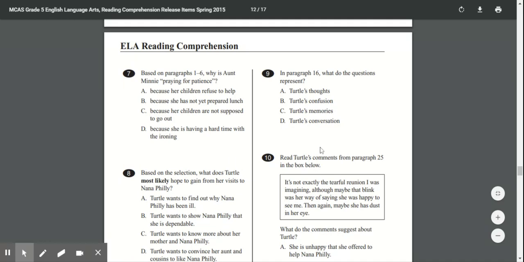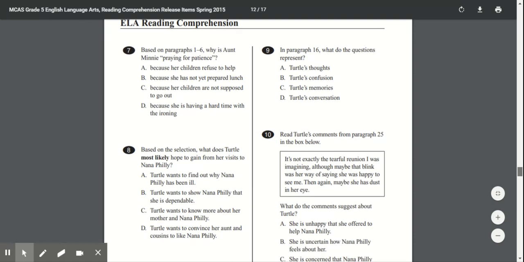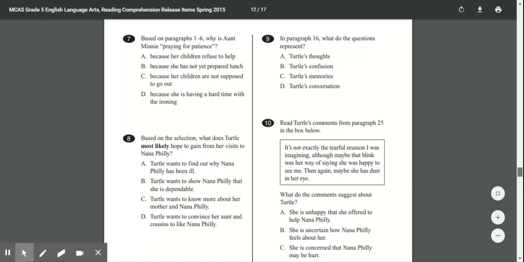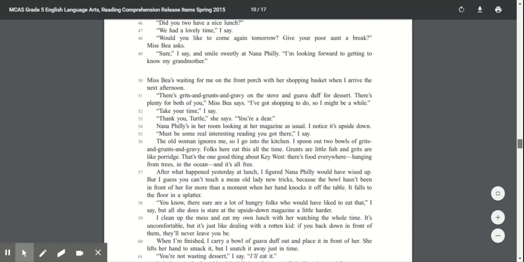Okay. So let's move on to number 8. Based on the selection, what does Turtle most likely hope to gain from her visits to Nana Philly? Now, again, we need to scroll back up to the earlier paragraphs to figure out what's going on. I'm going to read through the answer choices. A. Turtle wants to find out why Nana Philly has been ill. B. Turtle wants to show Nana Philly that she is dependable. C. Turtle wants to know more about her mother and Nana Philly. Or D. Turtle wants to convince her aunt and cousins to like Nana Philly.